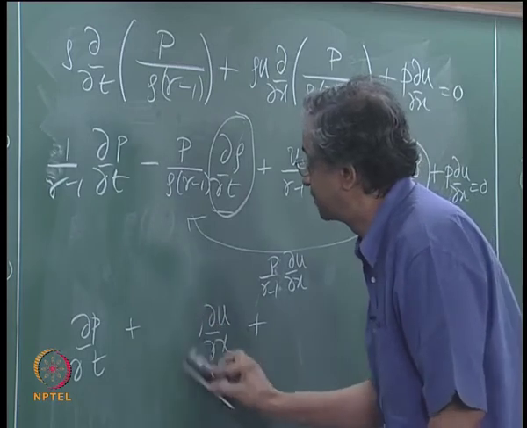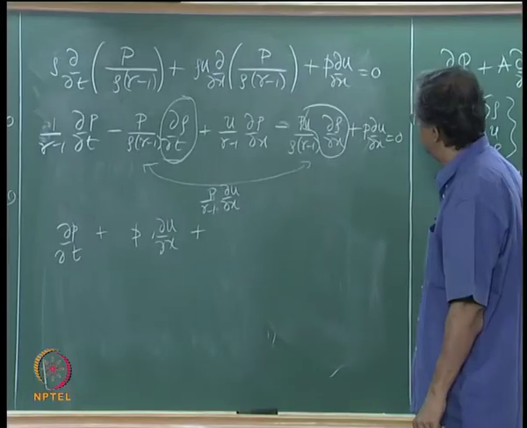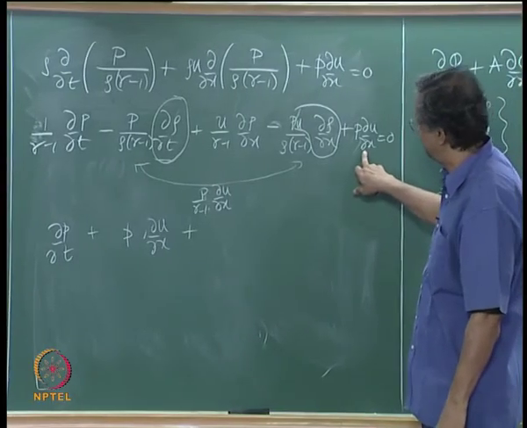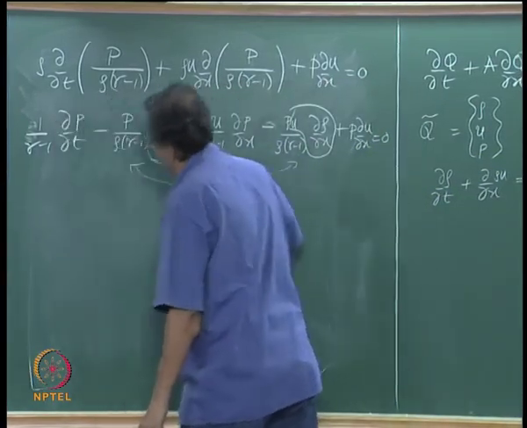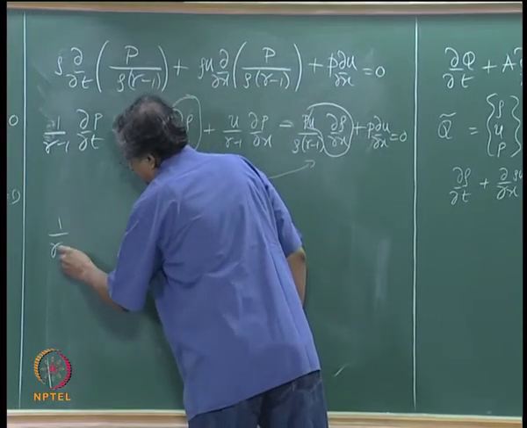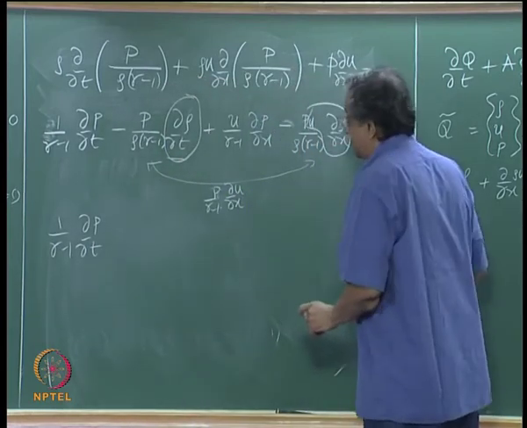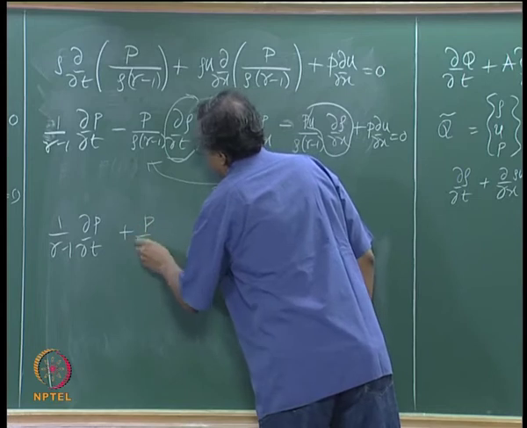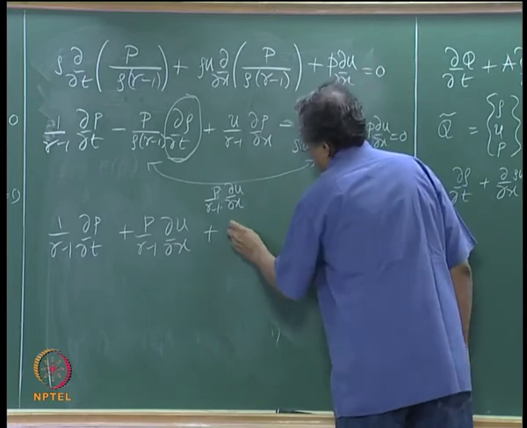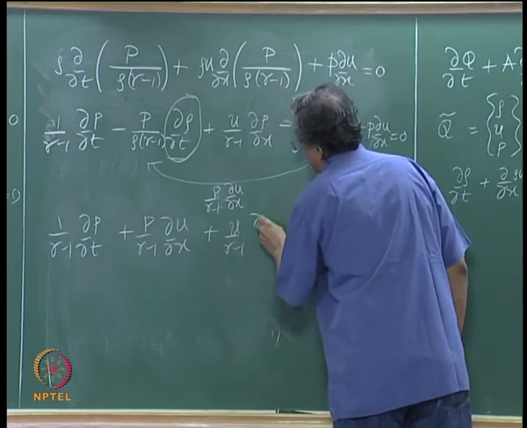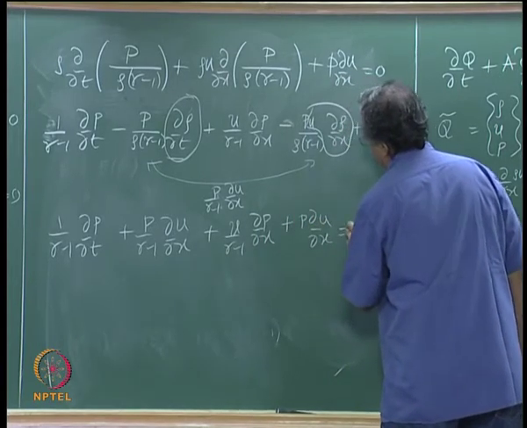So if I multiply p times ∂u/∂x, but I have another p times ∂u/∂x here, a gamma minus 1, I am not going to jump this, I am skipping a step, I will make a mistake. 1 by (gamma minus 1) ∂p/∂t, okay, plus p by (gamma minus 1) ∂u/∂x plus u by (gamma minus 1) ∂p/∂x plus p ∂u/∂x equals 0.